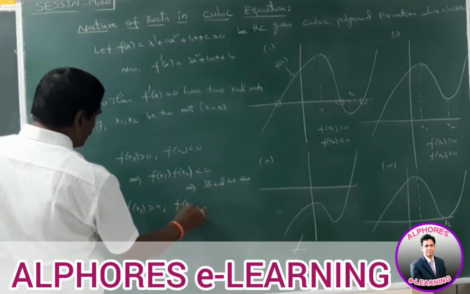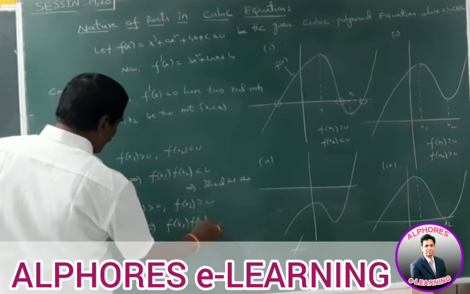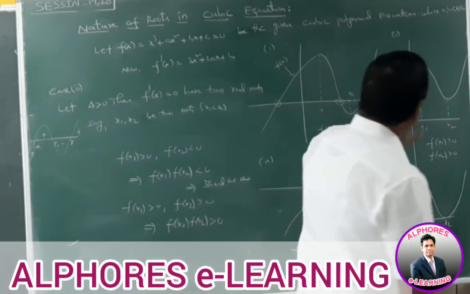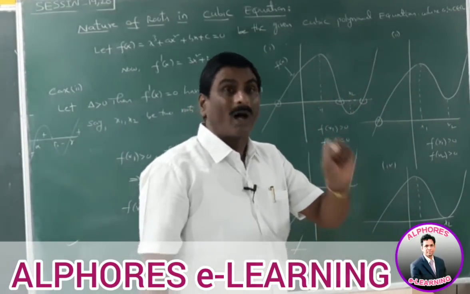F of x2 is also greater than 0. That means both have the same signs. F of x1 into f of x2 is greater than 0. In this case, the curve cuts the x-axis at only one point. That means we get only one real root.